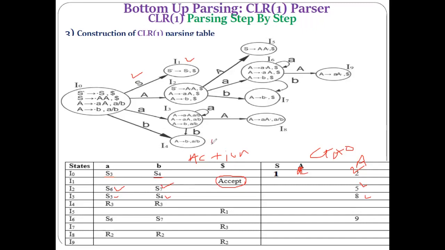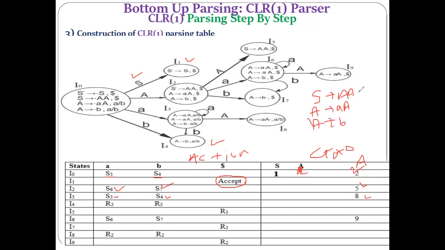Then I4 is the final item. As I said, in case of the CLR1 parser, we have to put the reduction entries below the look ahead symbols. So for I4, you know I4 is A derives b dot. Now, as we know, we have our original grammar like this: S derives AA, then A derives small a capital A, and again A derives small b.